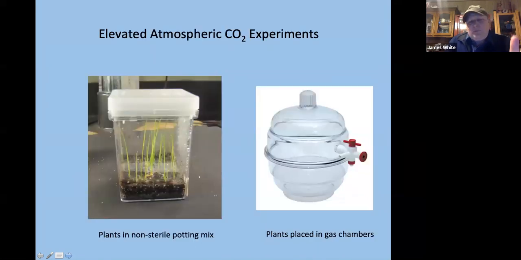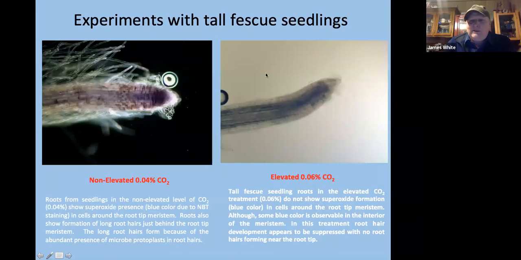Okay, but we do experiments by using elevated CO2. What we'll do is we'll grow plants in these little containers without the lid. This has a lid on it, but without the lid, and we'll put them in these chambers. And in these chambers, we will put high levels of carbon dioxide, and then grow the plants for a period, and then analyze what effect it has on the plants.